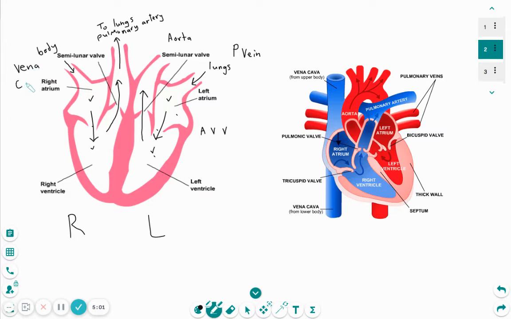So we've mentioned 4 chambers, right and left atrium, right and left ventricles. The different valves, we've got the atrioventricular valves found between the atria and the ventricles. We've got some other valves here as well, which are found leaving the heart. They're both called the semilunar valves. There's one here, there's one here.